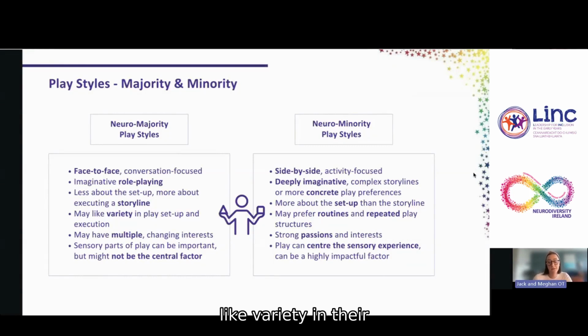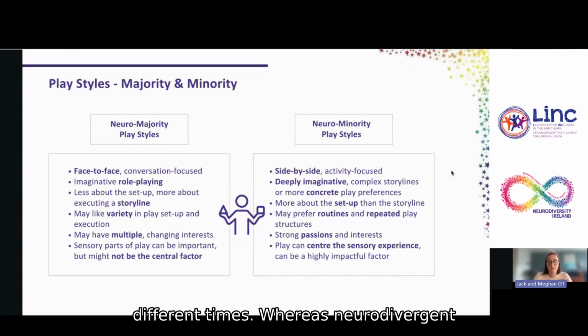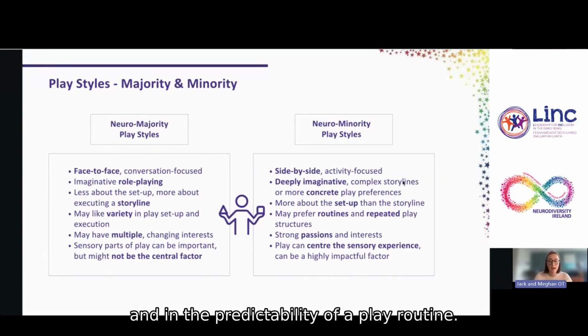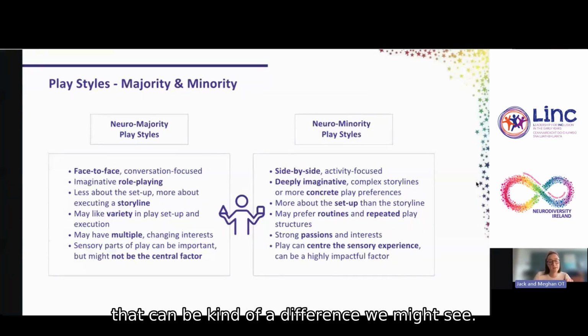Neurotypical children might like variety in their play, and they might execute games differently and at different times. Whereas neurodivergent children might have strong play routines, and they might find comfort in repetition during play and in the predictability of a play routine. And this might be very self-regulating for them. So that can be kind of a difference we might see.